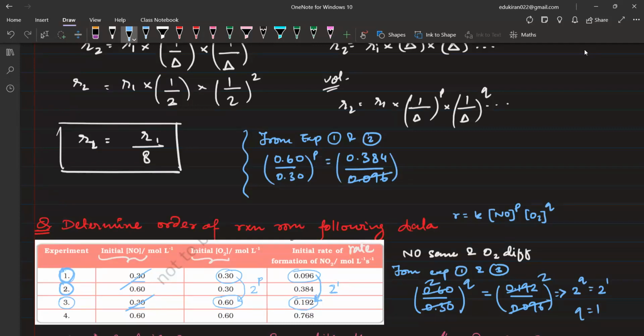Now this will be 4. You can multiply 6 and 4 and check. The numbers 2 and 3 remain the same. This is 4 and this is 2. So you can write 2 to the power P is equal to 4. Now 4 can be written in the power of 2 as 2 to the power 2. This will give you P is equal to 2. Make sense?